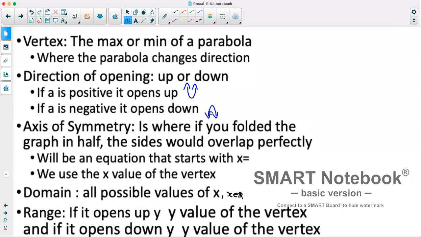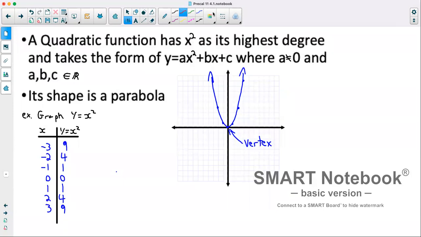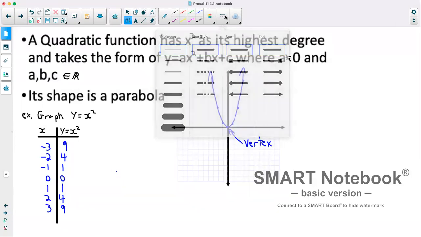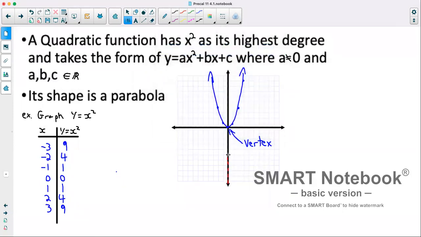Our axis of symmetry is where if you folded the graph in half, the sides would overlap perfectly, and will be an equation that starts with x equals, where that value that goes there would be the x value of our vertex. So if we go back to the previous graph, our axis of symmetry goes right through the center of the graph, right through the vertex. And in this case, our vertex was at 0, 0. So our equation would be x equals 0 for that axis of symmetry.